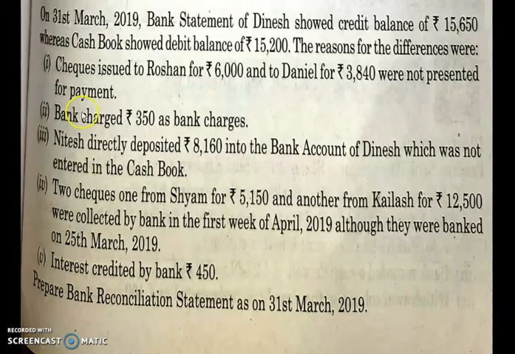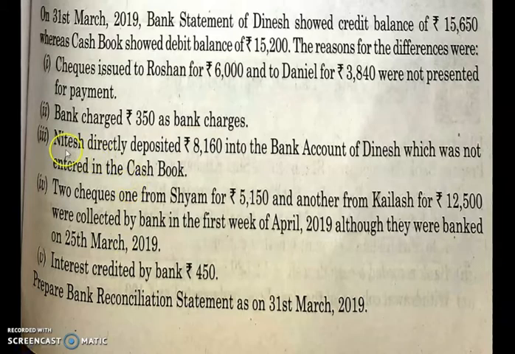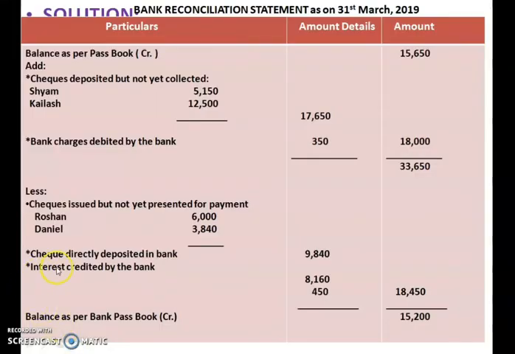Okay. The next item is bank charges. What did you do with bank charges in your cash book? You subtracted it, but here bank charges should be added. Now next, Nitish directly deposited some amount to Dinesh's bank account, but it was not recorded in the cash book. There you added it. Okay, 8,160 you added in the cash book, but what are you supposed to do with the passbook? This item should be subtracted. So the check directly deposited in the bank should be subtracted over here.